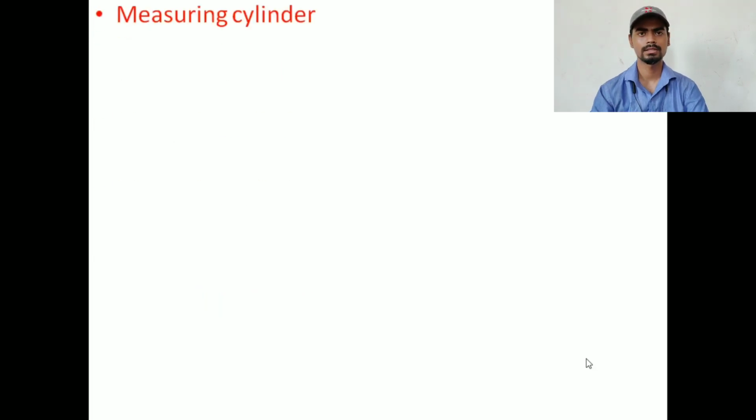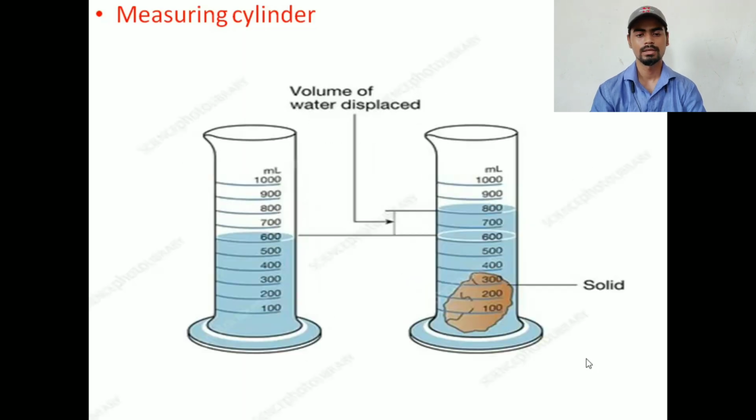So let us discuss the experiment. We have two things: the first is the measuring cylinder and the second is the overflow jar. First we will discuss the measuring cylinder. Here is the case in front of you. In the first case, when no irregular solid is immersed in the cylinder, what is the reading? It is showing 600 ml. Can you see this? It is 600 ml.